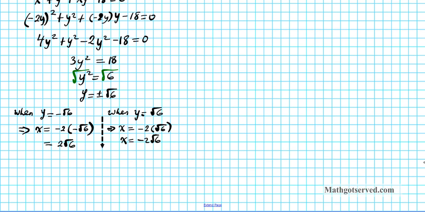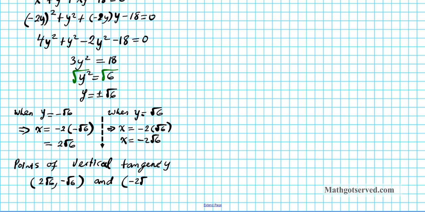So the points where you have vertical tangency, so let's write that down, points of vertical tangency. Remember, these are the points where this derivative is undefined. Vertical tangency are, let's use the first pair. This is the x coordinate, 2 root 6, comma, negative root 6, and the other one, negative 2 root 6 and root 6. Okay, in the next installment of this series on implicit differentiation, I'm going to show you the graph of this rotated ellipse, and I'm going to show you why all these answers make sense.